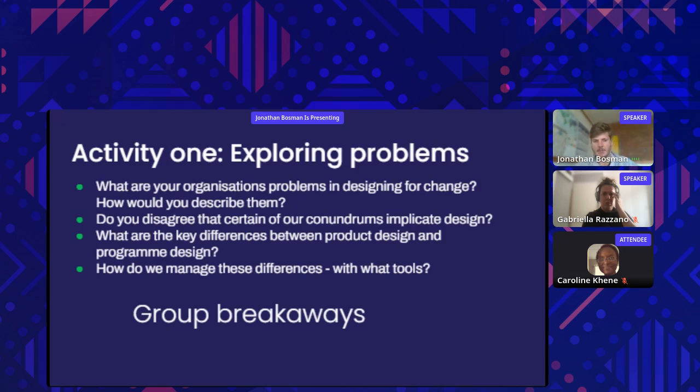Yeah, thank you. And I think that's also a perfect time. Keeping time in mind, I think we should skip the next question, do you disagree that any of the certain conundrums implicate design, and move over to, what do you think the key differences between product design and program design? And then, how do we manage these differences? So I think if we could all fill out our answers on the fourth question, but we can use the first one as the guiding question to that. Is that clear? Does that make sense?